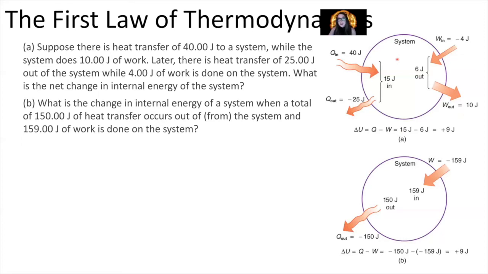So our system here did 10 joules of work on its surroundings, but also 4 joules of work was done on the system. That was an input work. So this work here, this W, is going to be the work out minus the work in. So it'll be 10 joules minus 4 joules, so that's 6 joules. We've got 6 joules out of the system. So 15 joules, which is our heat transferred into the system, minus 6 joules, which was the work done by the system, is equal to 9 joules. That's the change in the internal energy of our system.